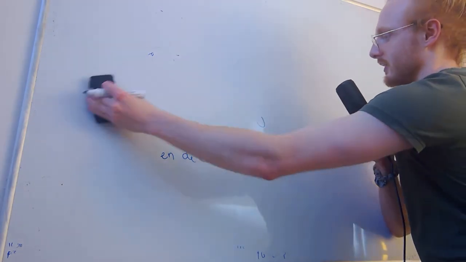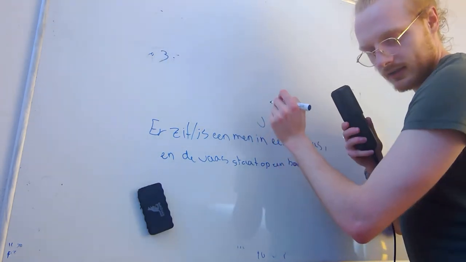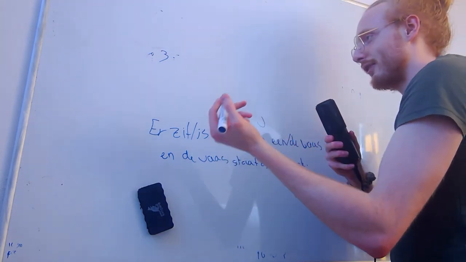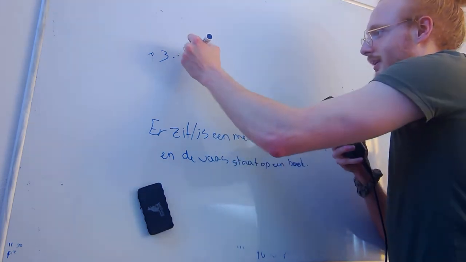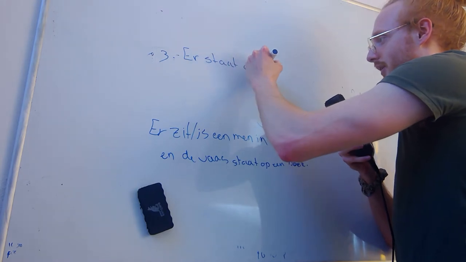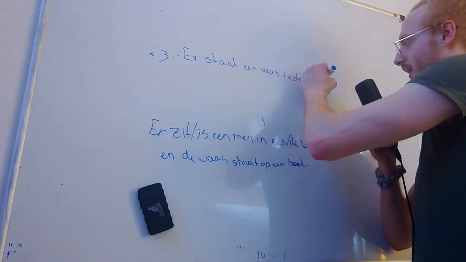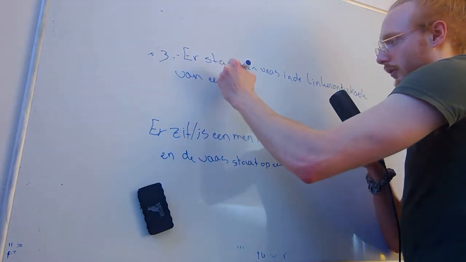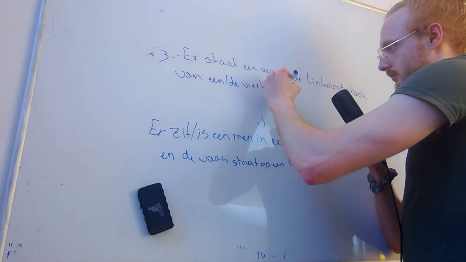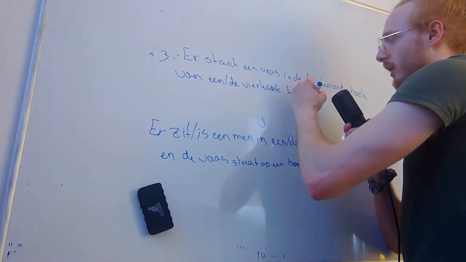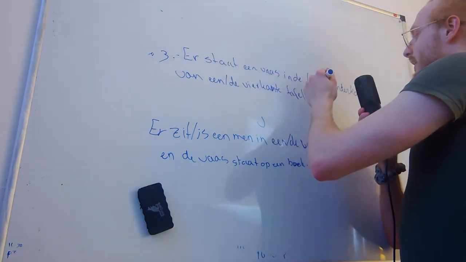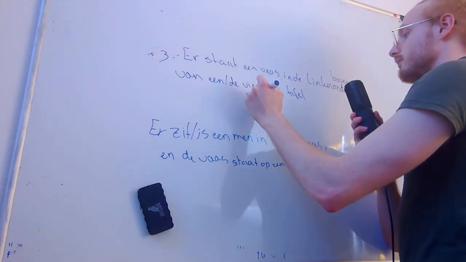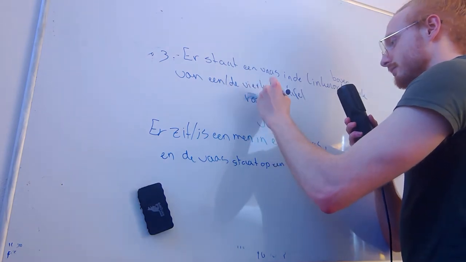I will do the last one, because I think it's pretty boring. Er staat een vaas in de linker onderhoek van de rechter vierkante tafel. Er staat een vaas in de linker onderhoek van een of de vierkante tafel. And then the other one is er staat een vaas in de linkerbovenhoek van de ronde tafel. Ronde tafel. Round square.